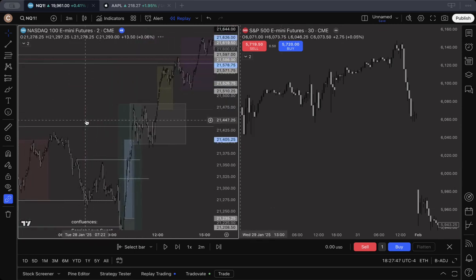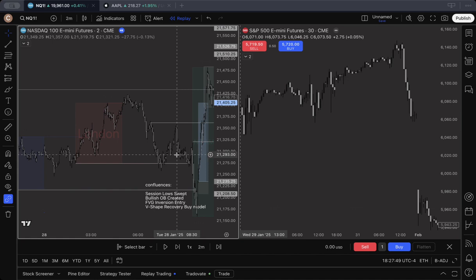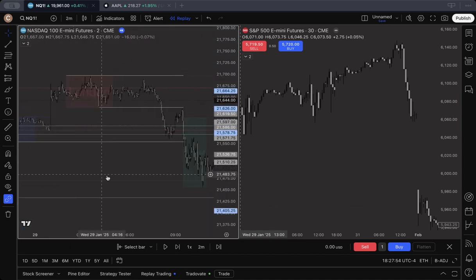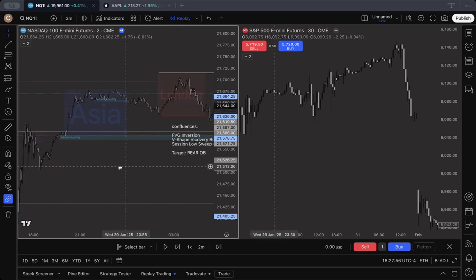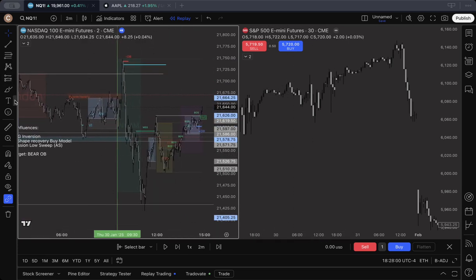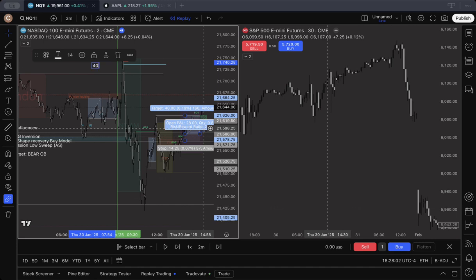looks like we did hit 1-0, 2-0, 3-0, 4-0. Okay, so we went 4-0 here. I'm just going to put it at the top. 4-0. 100% win rate for this session.